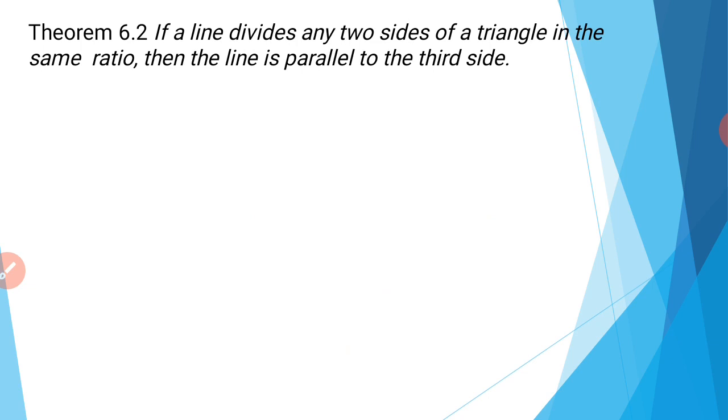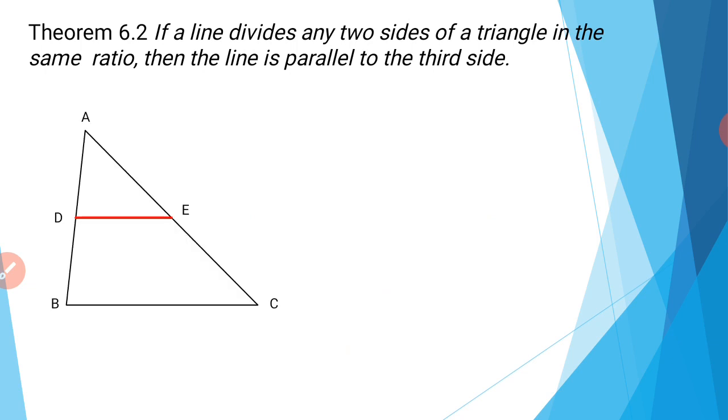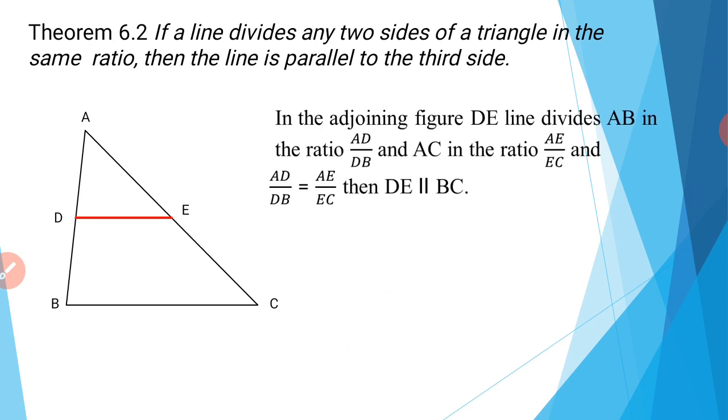Theorem 6.2: If a line divides any two sides of a triangle in the same ratio, then the line is parallel to the third side. Here I have mentioned the figure. In triangle ABC, point D is on line AB, point E is on line AC. DE divides AB in the ratio AD upon DB and AC in the ratio AE upon EC, and if AD upon DB equals AE upon EC, then we can say DE is parallel to BC.